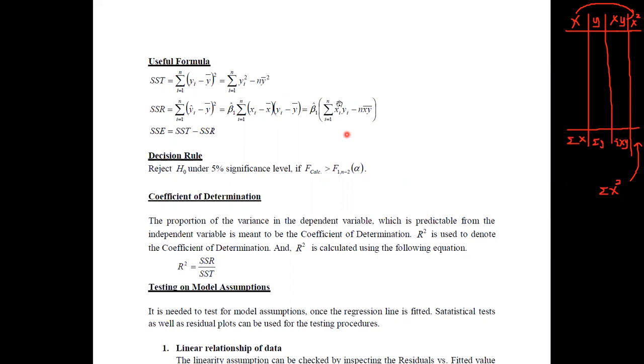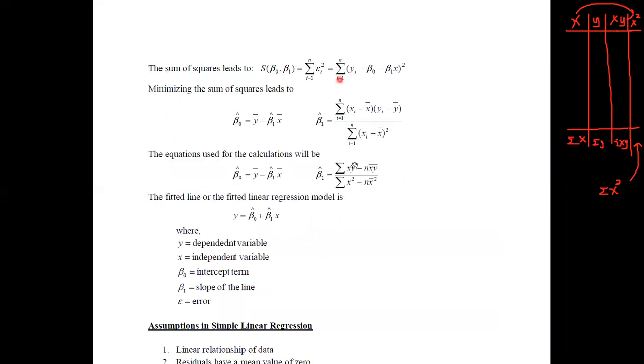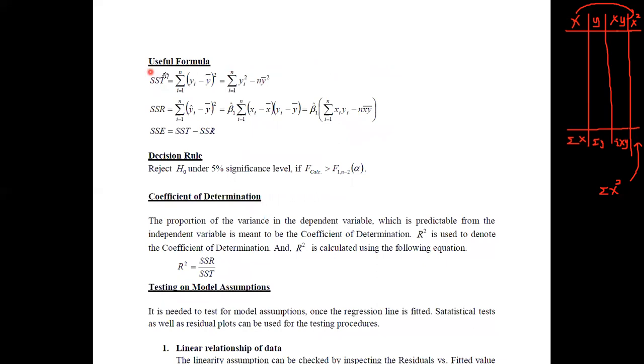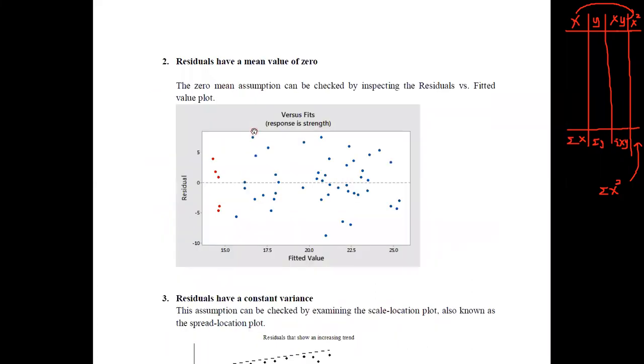We need the summation of xy, as well as the summation of y square. To construct the ANOVA, we need to obtain it. Otherwise, to obtain the values of beta naught and beta 1, we do not need the summation of y square. The values we have obtained here will be enough to calculate beta naught and beta 1. But to obtain the values for ANOVA, we definitely need the summation of y squared also.